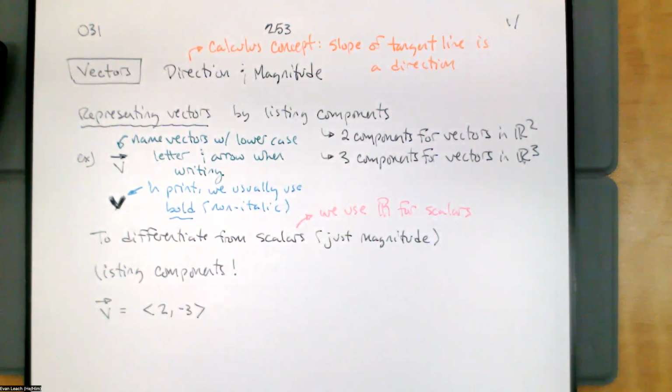Sometimes if we have a vector in R2, we'll just list it as an ordered pair in the same way that we would list a point. To make sure that our reader knows when we're talking about a vector, sometimes we put pointy brackets around it. We make sure we're not talking about just points, we're talking about a vector.